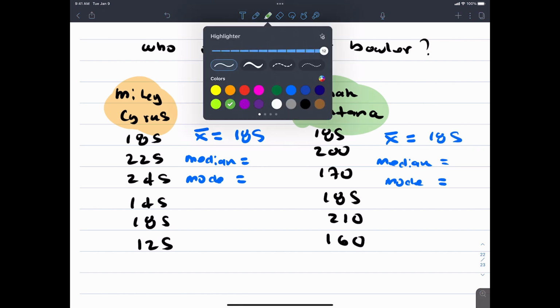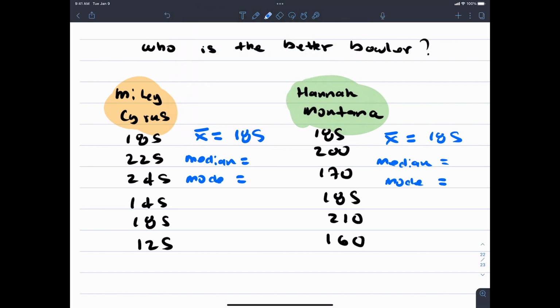So remember, the mean is a summary, or the center of the data set. So they have the same summary. They have the same what? Center of data, 185. So can you say who's better? Based on that summary, what do you think? Can you say who's better?